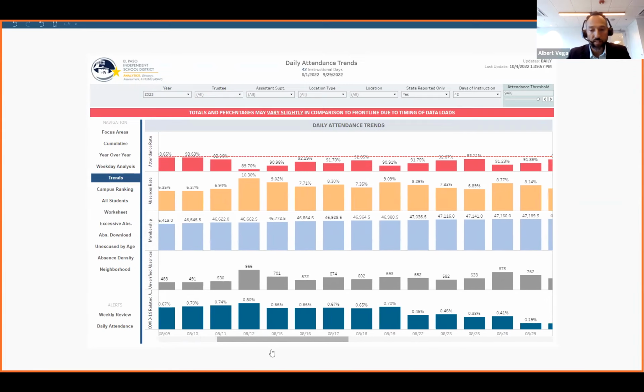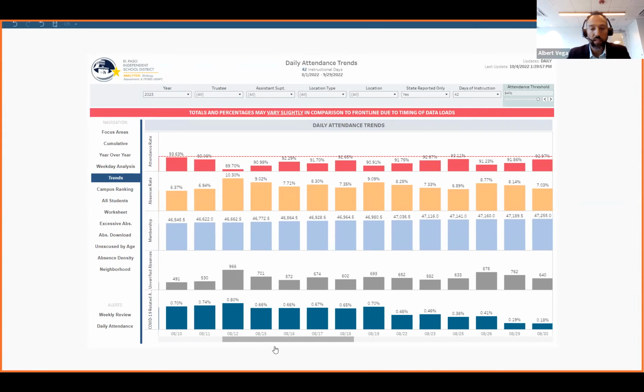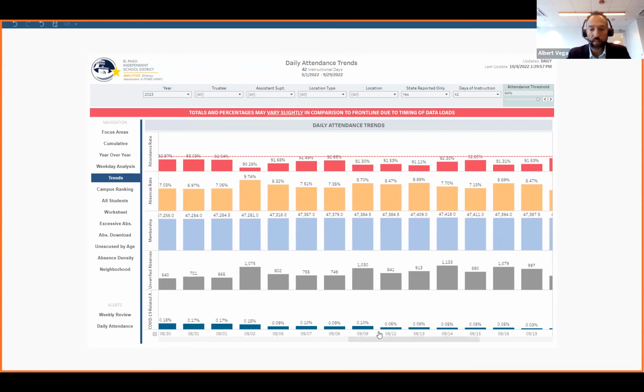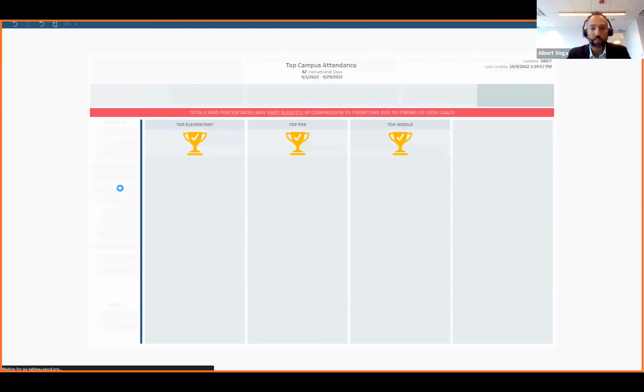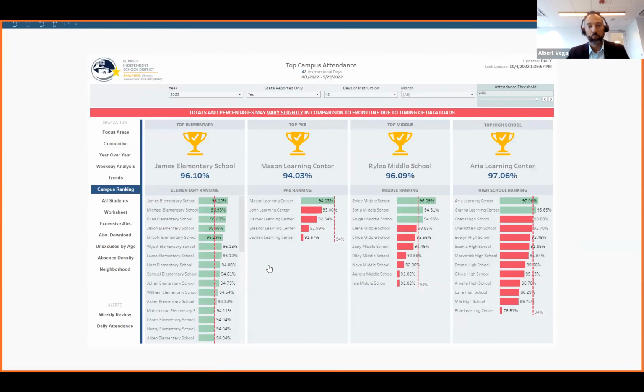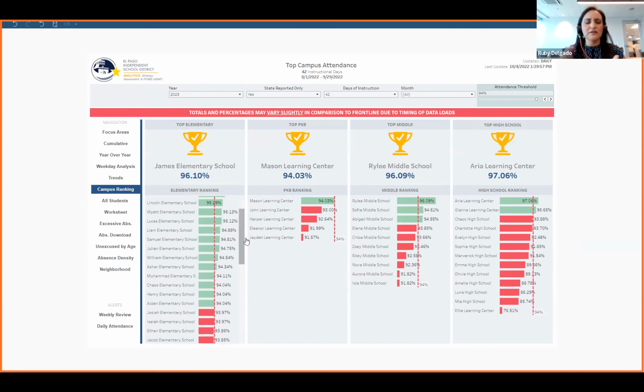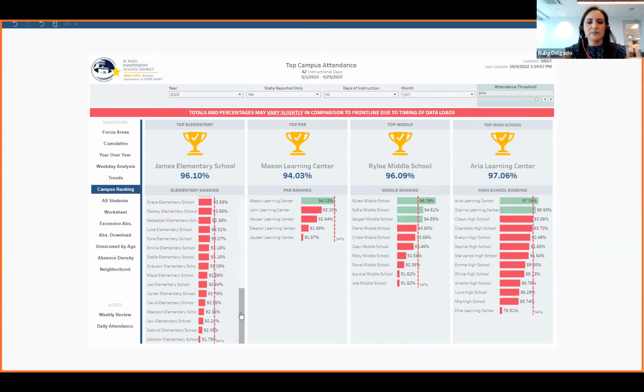In this case, it's still there, and we can easily identify those peaks of anything related to COVID. The next page that we have is our campus ranking. Now, this view was developed in order to show progress toward the superintendent's goal of 94%. This allows district officials, along with the campuses, to see where they fall as compared to their peers.